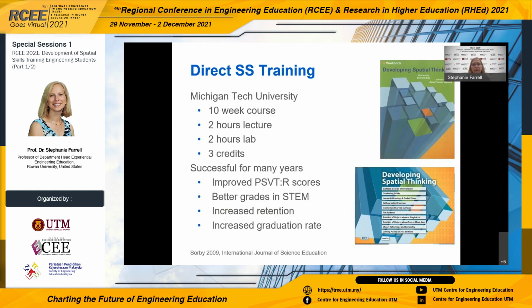So theirs is a direct spatial skills training. It was originally introduced, and it's gone through some different variations, but it was introduced as a 10-week course with 2 hours of lecture, 2 hours of lab, and it's a full 3-credit course to improve spatial skills. And as you saw in the slide that I showed a couple of minutes ago, they had really good success in improving spatial skills and achieving better academic performance or graduation rate of the students.